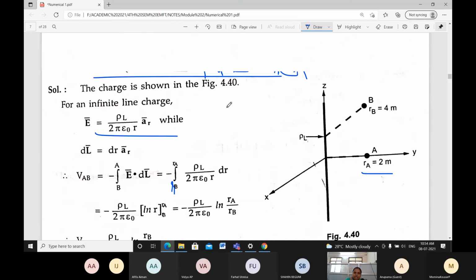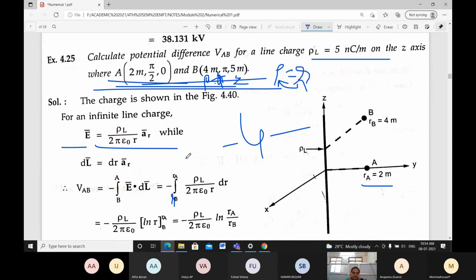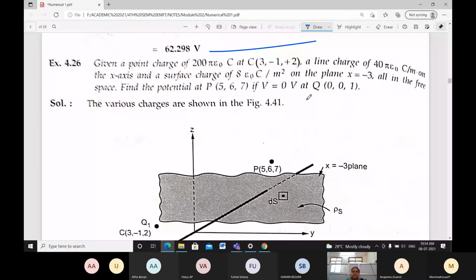Problems like these will be asked for 4 marks. It is simple. When you see this, it may look somewhat difficult, but keep calm and use the equation. It will be easy for you. This is one problem. Next, we'll move on to the next problem.